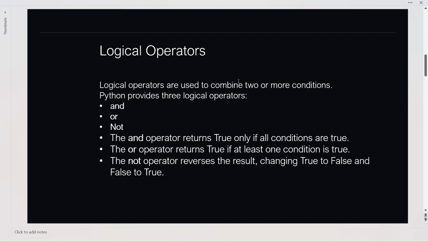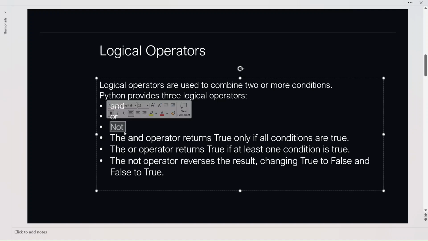Logical operators are used to combine two or more conditions by using the and, or, not operators. The and operator returns true only if all conditions are true, and the or operator returns true if at least one condition is true. The not operator reverses the result, changing true to false and false to true. So this is the explanation for the and, or, not operators.